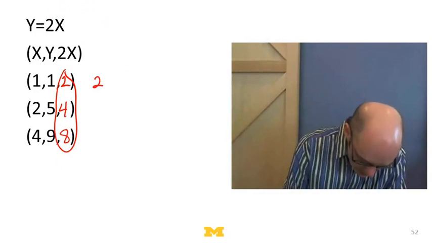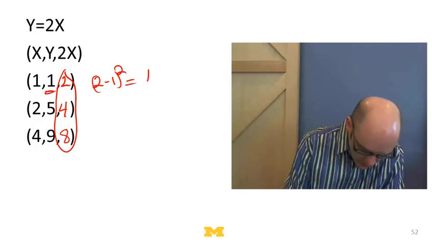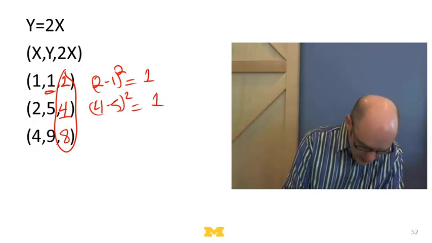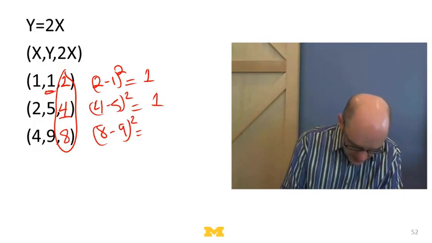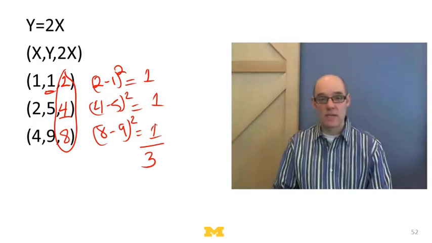So here, I predicted 2, and the actual value is 1. So I get 2 minus 1 squared, which is 1. Here I predicted 4, and the actual value is 5. So I'm going to get 4 minus 5 squared, which is 1. And here I predicted 8, right? And the actual value is 9. So 8 minus 9 is also 1. So I get 1 squared. So the total amount is 3.